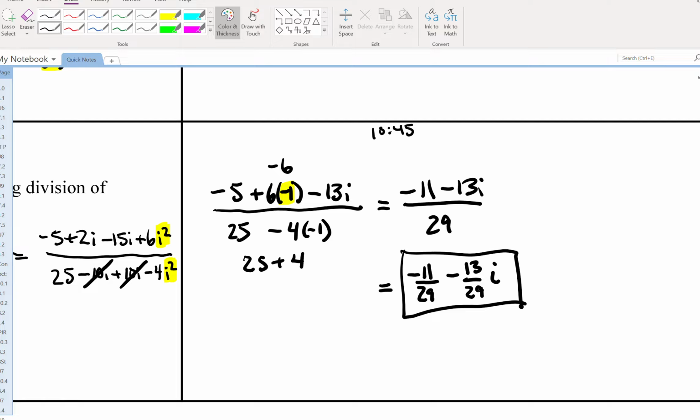You want to check to see if you can simplify this. Well, both those are prime numbers. They don't have anything in common, so they cannot be simplified. But you want to ask yourself, can I simplify the fractions? If you can, you should. And that's kind of how this goes.